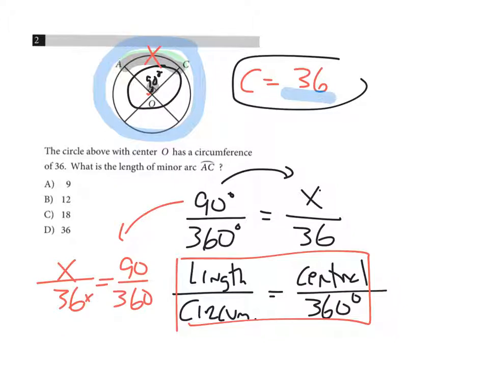Well, here, since 36 times 10 is 360, my answer would have to be 9, because 9 times 10 is 90. And you can always go about solving this by cross-multiplying, but here the length of the arc is letter A, 9.